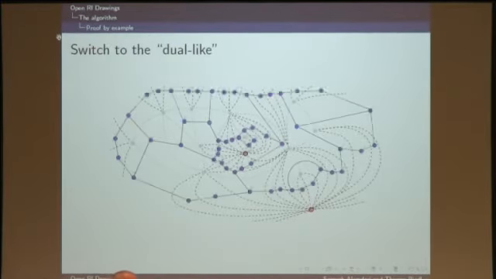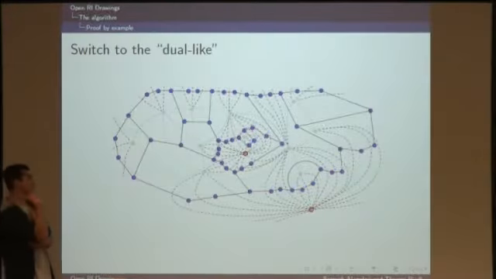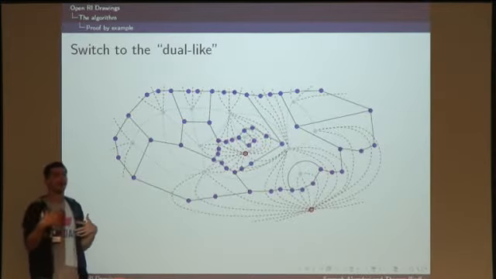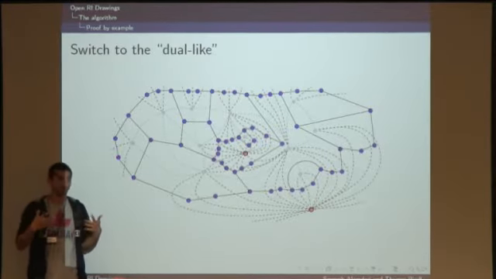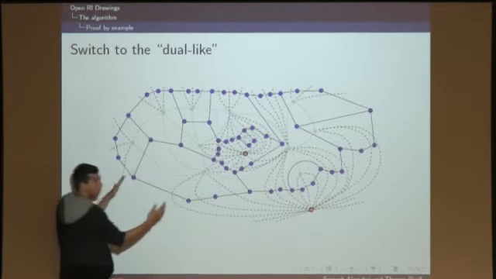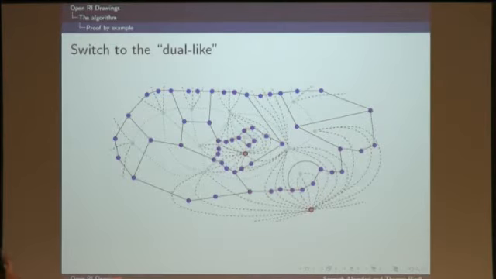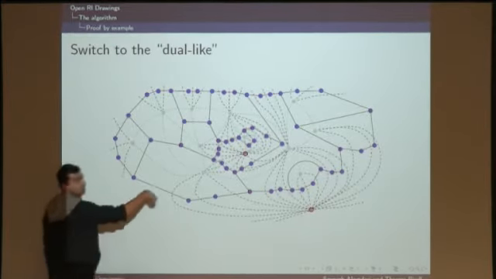Now we take the dual. The reason for this is that when we are drawing our rectangular orthogonal drawing, we want this edge to be able to bend. So we need these parallel edges.